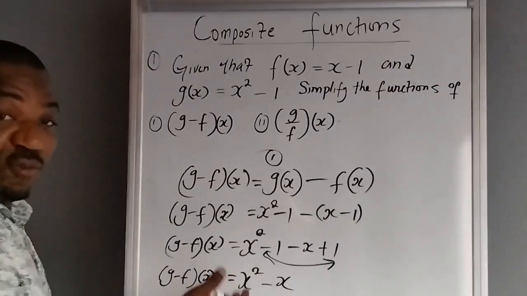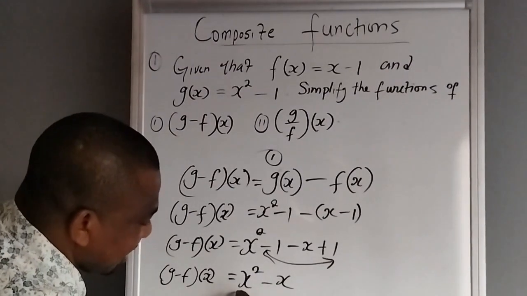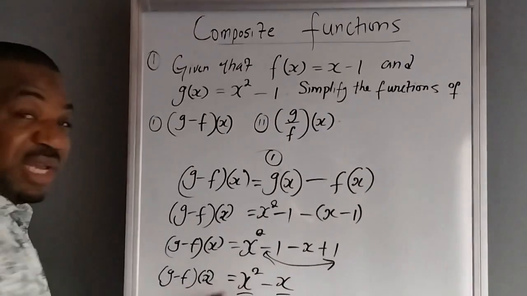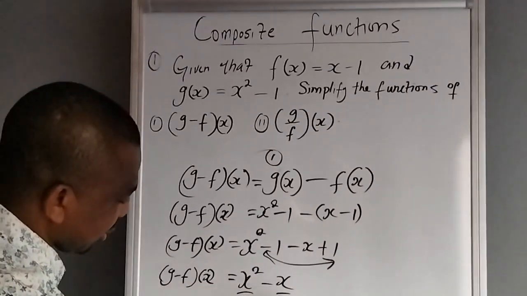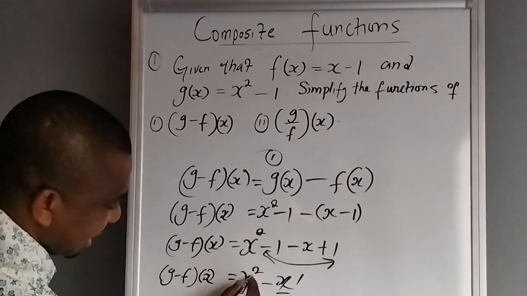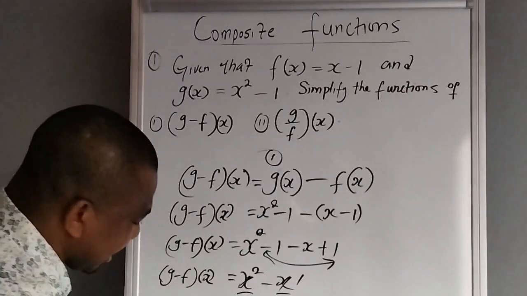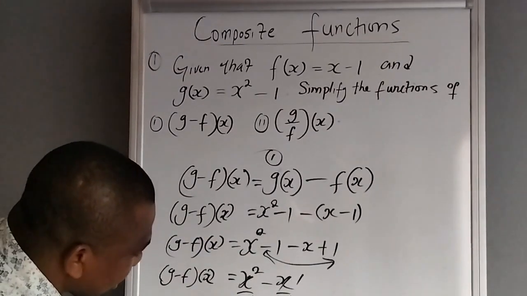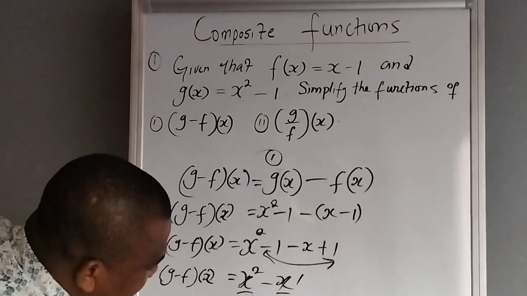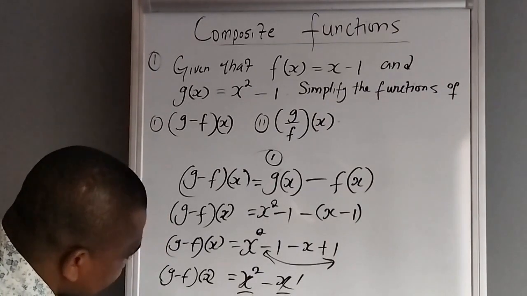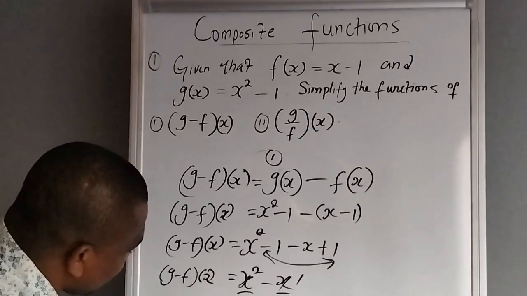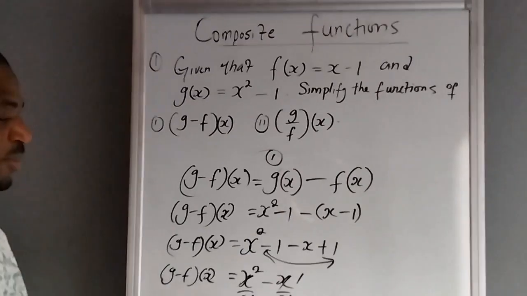There's something common here if we're to factorize. So we can take x out, so that we can do a simple factorization. So this cancels this. So we're left with just one x here, cancel one, we're left with just one x here. So automatically this becomes x, open bracket, x minus 1, close bracket. And g minus f of x is equal to this here.